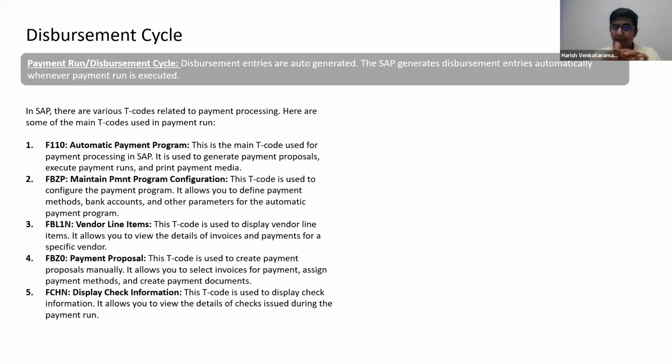And FBZP is again the payment program configuration, wherein we define the payment program by your methods, your house banks, and what is the payment method that you want to use. And once the payment is done, we normally go back to the FBL1N, which is nothing but your vendor GLs, to see whether the invoices and payments for that particular vendor have been accounted for properly. And FBZ0 is the payment proposal transaction code, which also is in line with our F110. And finally, display check information is also used to display. So these are the various controls in the disbursement cycle.